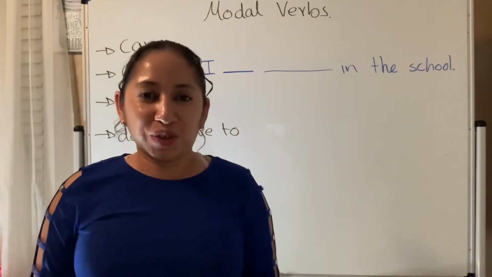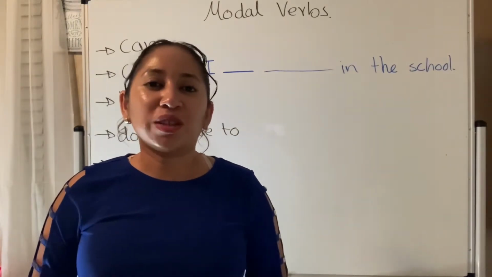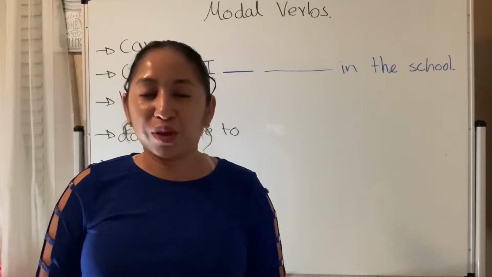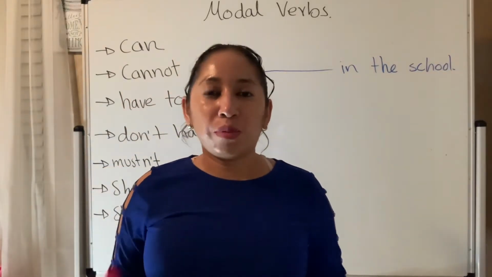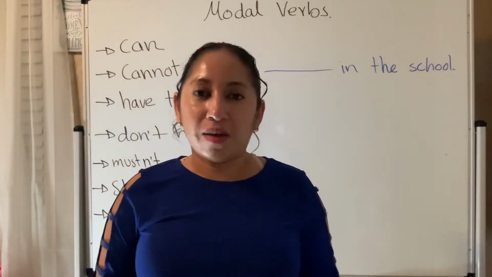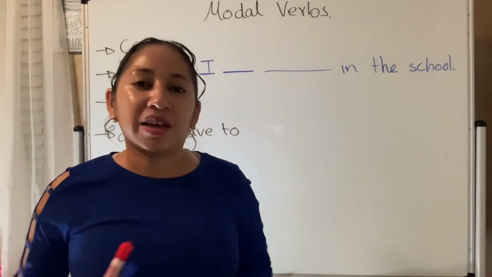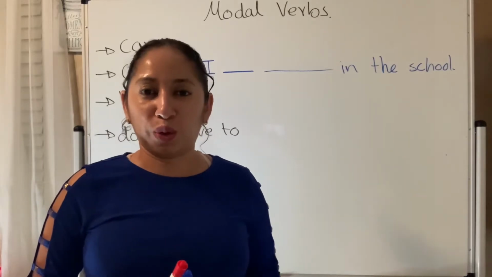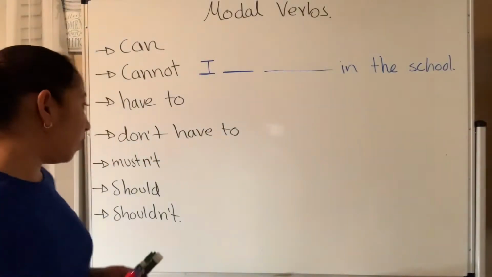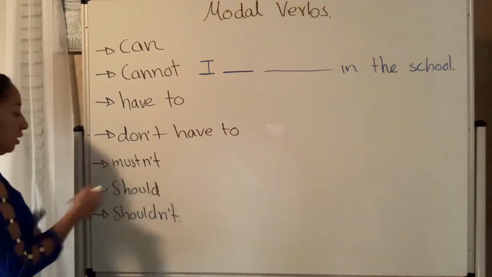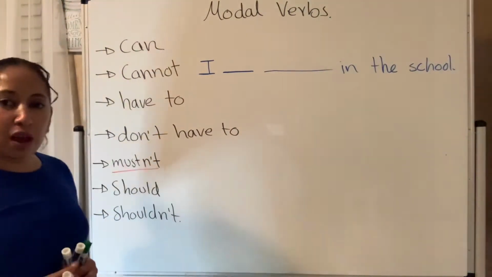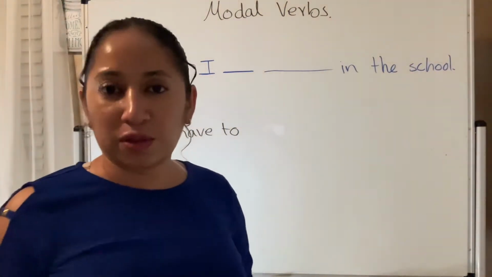Well, as you can see, we have been working on the modal verbs in unit number 11. The modal verbs that we are going to review are have to, don't have to, can, can't, and the modal verbs should, shouldn't. I also have added another modal verb, which is mustn't, because it's the opposite of don't have to or doesn't have to.